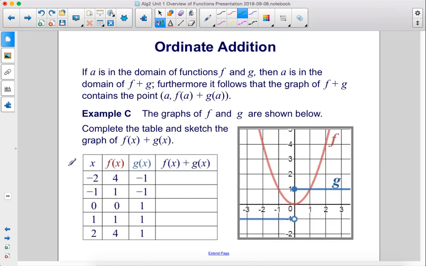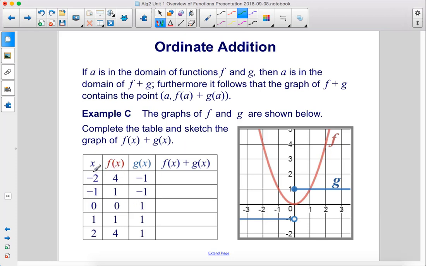If a is in the domain of functions f and g, then a is in the domain of f plus g. Furthermore, it follows that the graph of f plus g contains the point a, f of a plus g of a. Example C. The graphs of f and g are shown below. Complete the table and sketch the graph of f of x plus g of x.